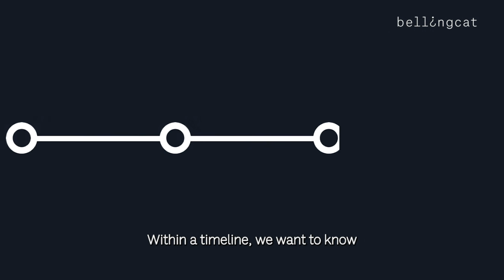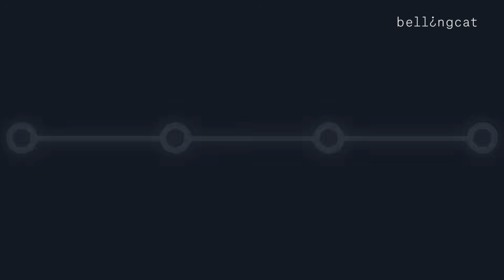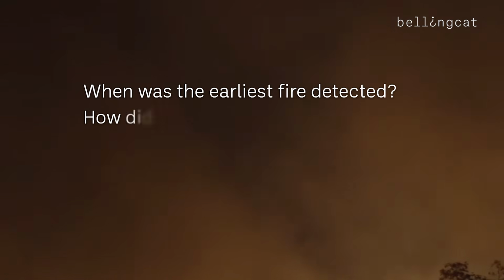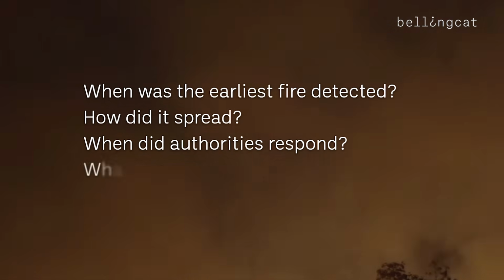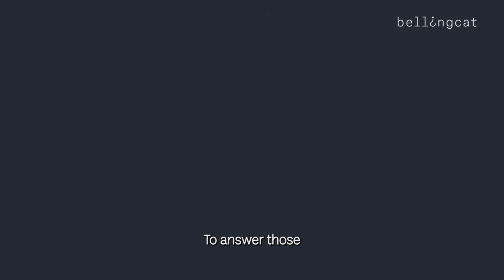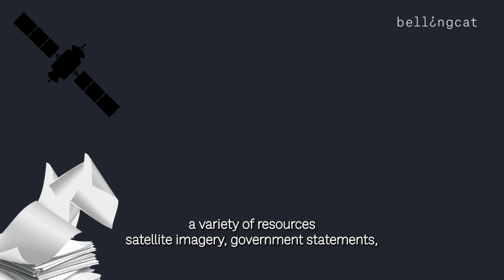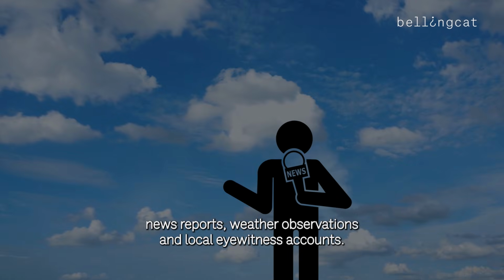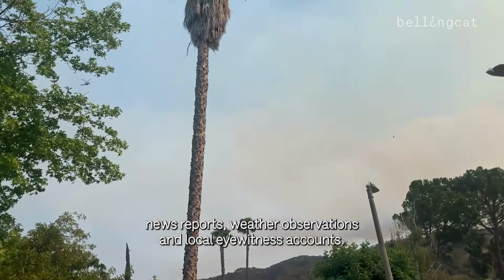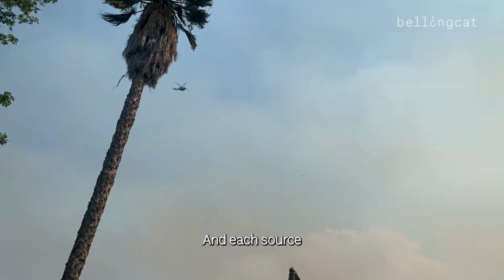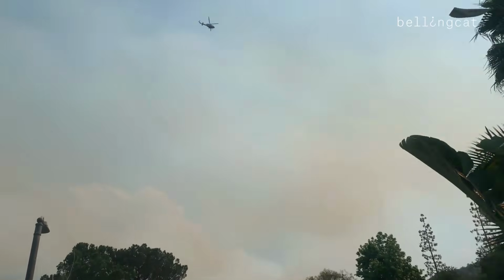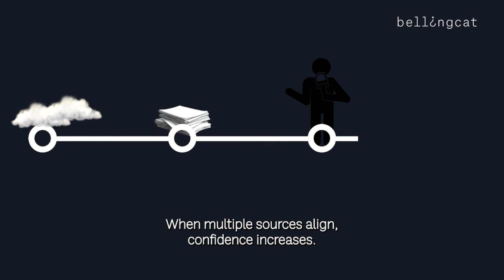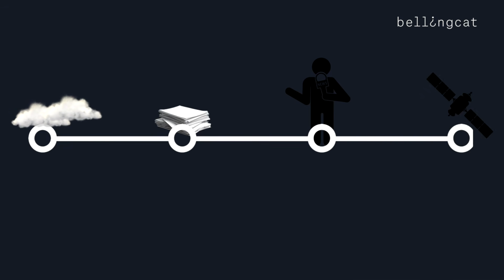Within a timeline, we want to know when was the earliest fire detected, how did it spread, when did authorities respond, what happened afterward. To answer those questions, we combine a variety of resources: satellite imagery, government statements, news reports, weather observations, and local eyewitness accounts. And each source becomes a timestamp. When multiple sources align, confidence increases.